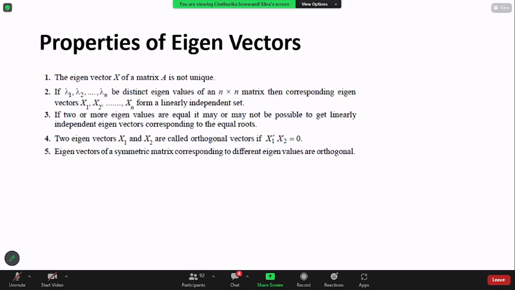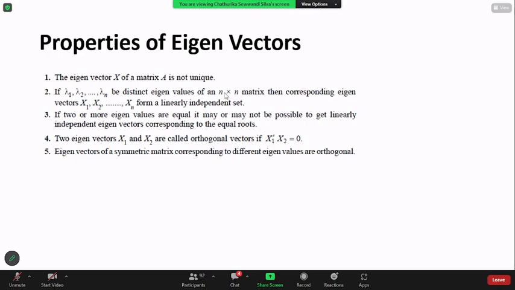Eigenvector x of matrix A is not unique. Right. If lambda 1, lambda 2 up to lambda n are the distinct eigenvalues of an n by n matrix, definitely, we are finding the eigenvalues of a square matrix.